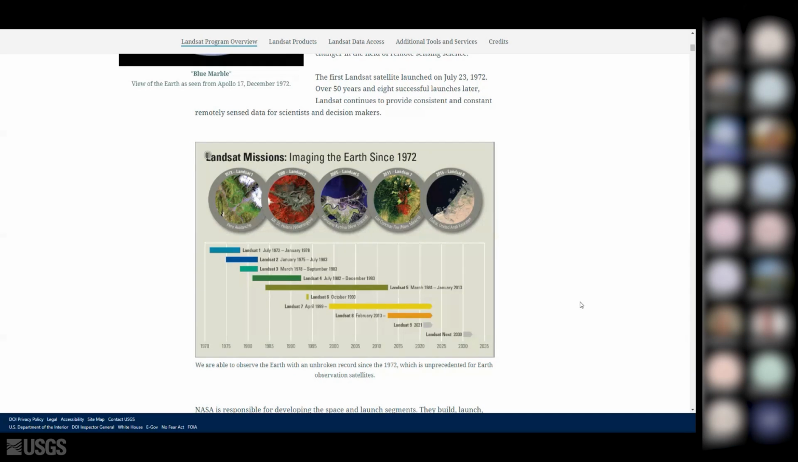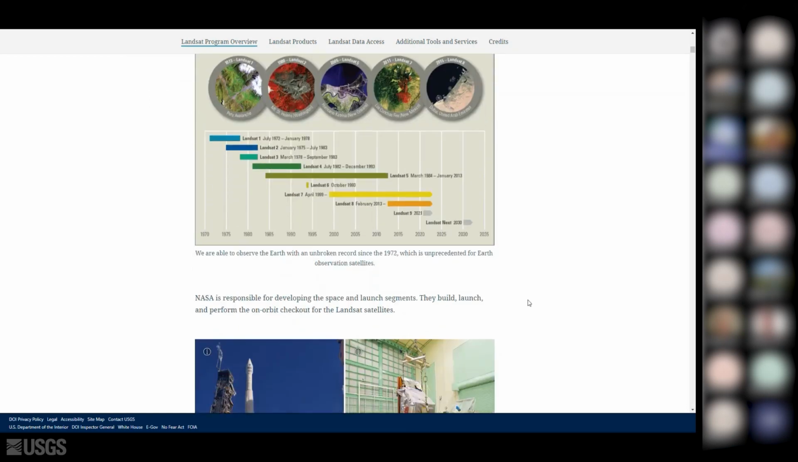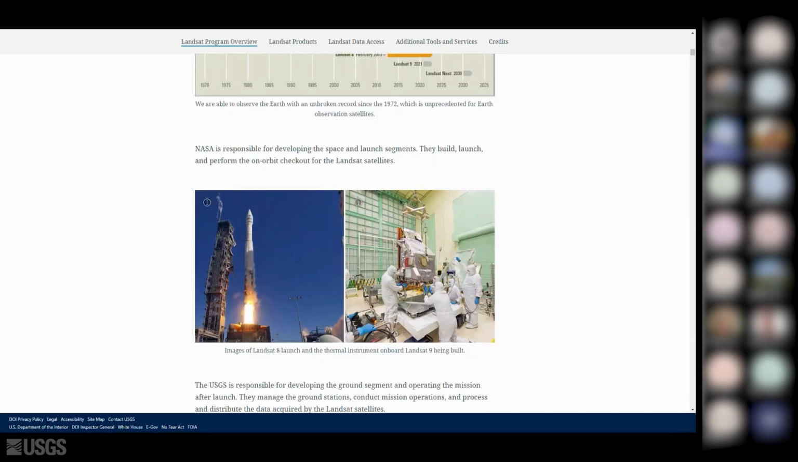So to sum it up, the Landsat program is a series of Earth observing satellite missions that are jointly managed by NASA and the United States Geological Survey. NASA is responsible for developing the space and launch segments. They build, launch, and perform the on-orbit checkouts for the Landsat satellites.